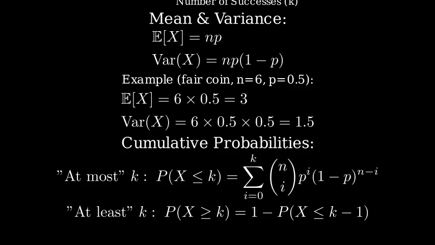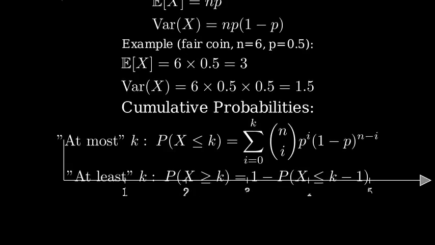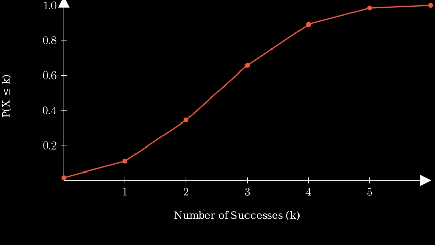Let's visualize the cumulative distribution function for our coin toss example. The graph shows the probability of getting at most k heads when tossing a fair coin 6 times. Notice how the curve starts at the probability of getting 0 heads and increases until it reaches 1 at k equals 6, since the probability of getting at most 6 heads in 6 tosses is 100%.